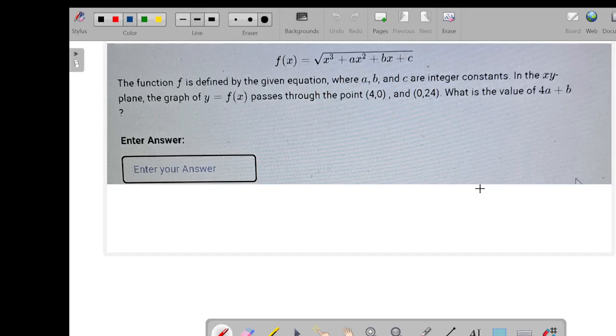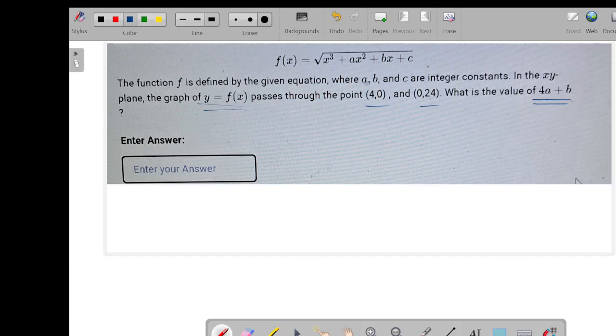So here, this is the question, a higher degree polynomial question. The function f is defined by the given equation, where a, b, c are integer constants in the xy-plane. The graph of y equals f of x passes through the points (4, 0) and (0, 24). We have to find the value of 4a plus b. So for that we must know what a and b are.